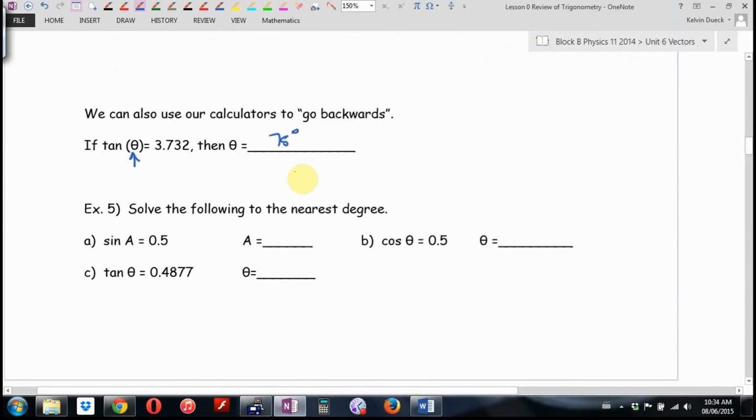So, in example 5, can you find the missing angles if the sine of angle A is 0.5? What's angle A? If the cosine of theta is 0.5, what's theta? If the tangent of theta was 0.4877, can you use your calculator right now, which you have out in front of you, yes? Where's your calculator?